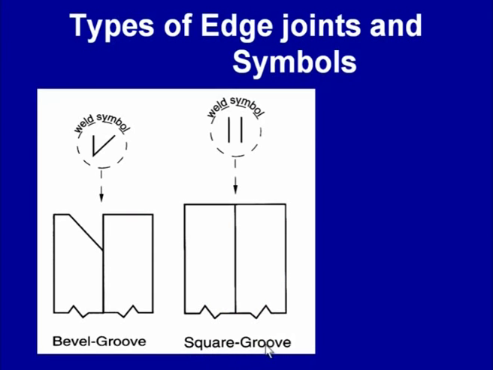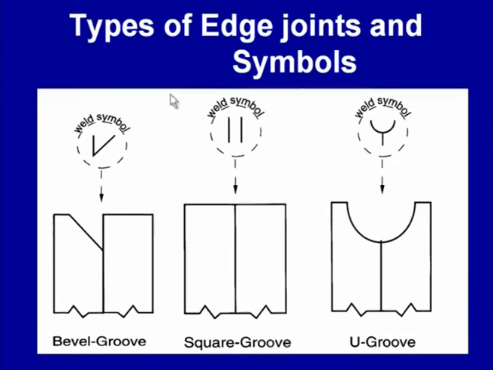While in case of the square groove, just the two plates are kept in parallel position, and only the edges are brought to the molten state, and weld metal is deposited for developing the edge joint. While in case of the U groove, the U groove geometry is made, a half U groove on one side and another half on the other side, for having the U groove, and the weld metal is deposited in this manner.